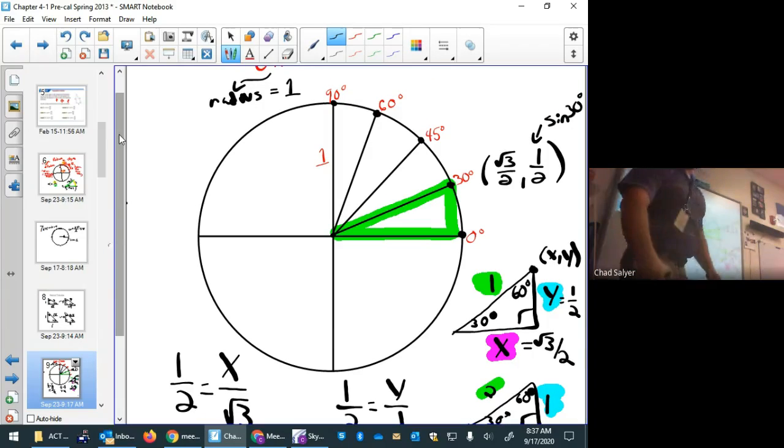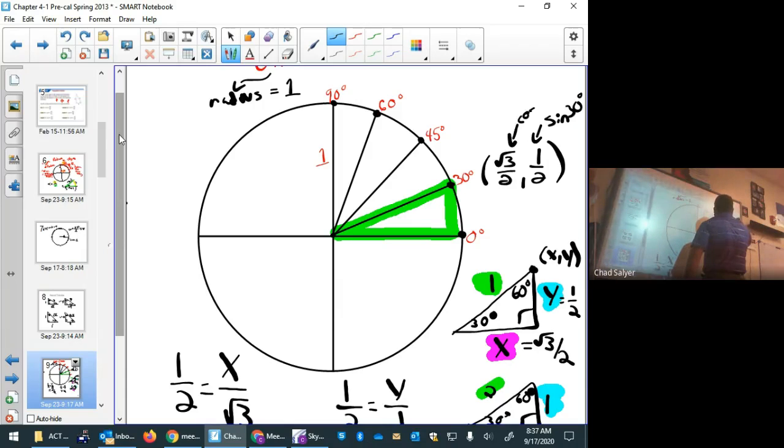So that's the sine of 30 degrees. And do you remember the ratio for cosine, Colin? Cosine is adjacent over hypotenuse. Well, that's x over 1. And so this, the x coordinate, is the cosine of 30 degrees.